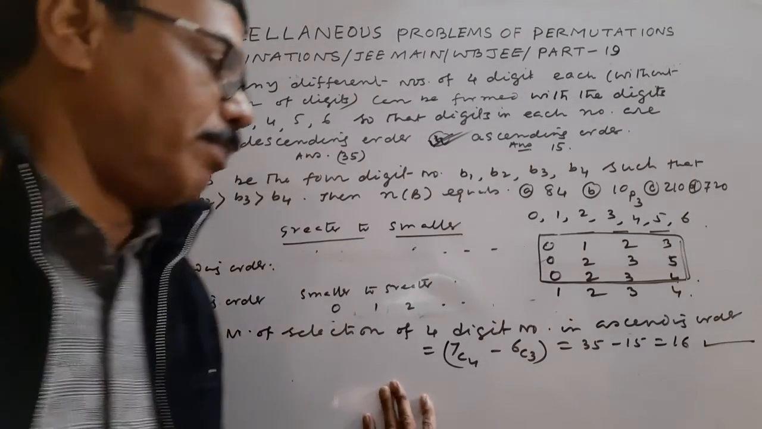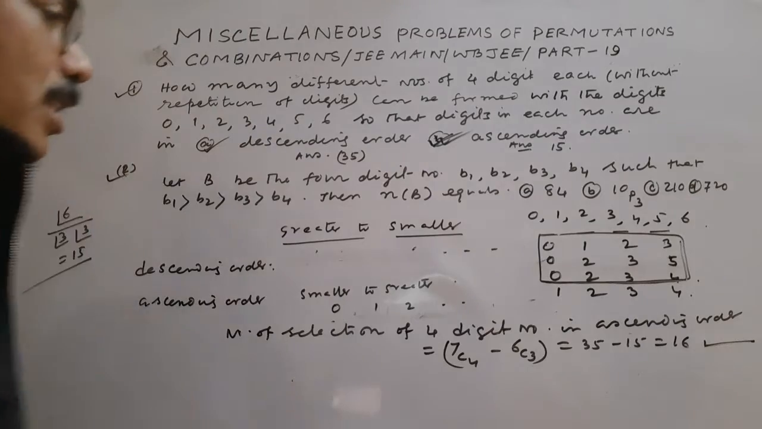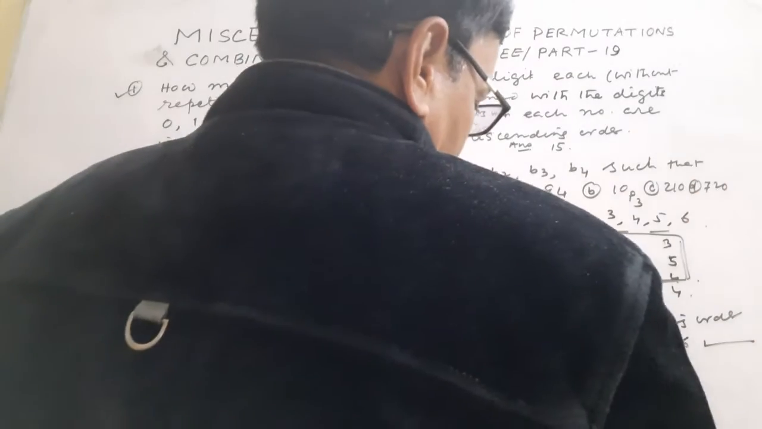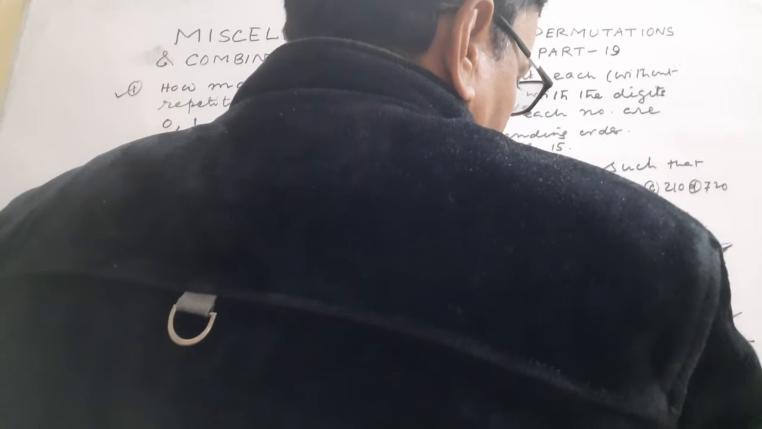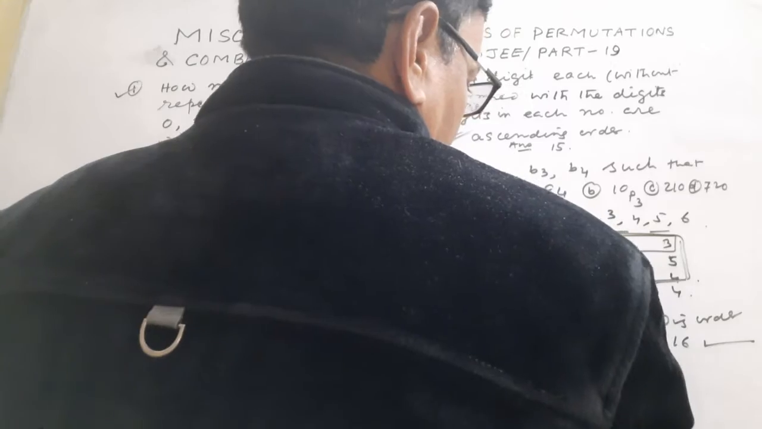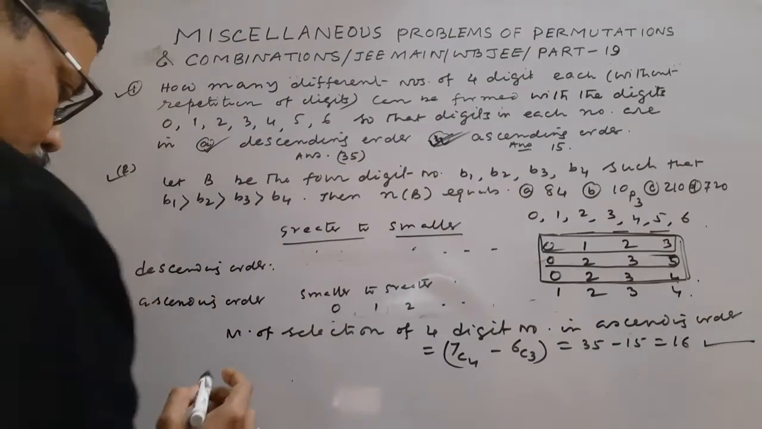So I have already given the reason. Now what is the number of arrangements? It is ascending or descending. You look from smaller to greater, 0, 1, 2, 3. Only one arrangement is possible. Here also only one arrangement is possible.